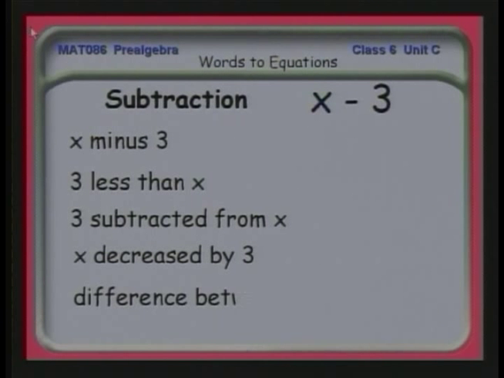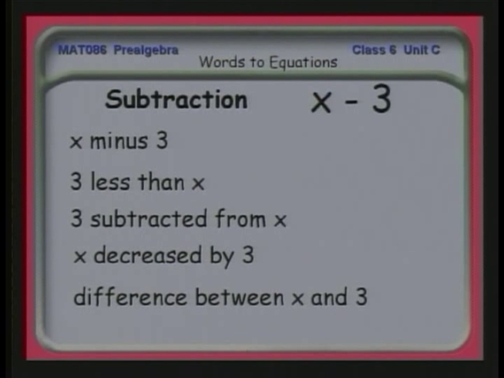And another common one is the difference between x and 3. Subtraction can be used to establish a difference. If I ask what's the difference in temperature between now and the previous night, you would take the higher temperature and subtract the lower temperature, and that would give me the difference between those two temperatures. Difference is an important indicator. That word difference is an important indicator of subtraction.